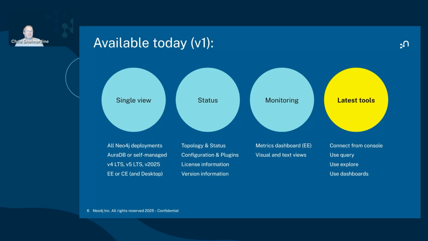And from a monitoring perspective, where we have Enterprise Edition running, we have metrics. So we can display some simple out-of-the-box dashboards for metrics, and also visual and textual views of the deployments and the topology and their status. And also as an added bonus, and we will see other sessions on this as well during Nodes, as we're in the console, we can use the console tools, our query tool, our explore tool, our new dashboards tool, with those self-managed deployments as well.